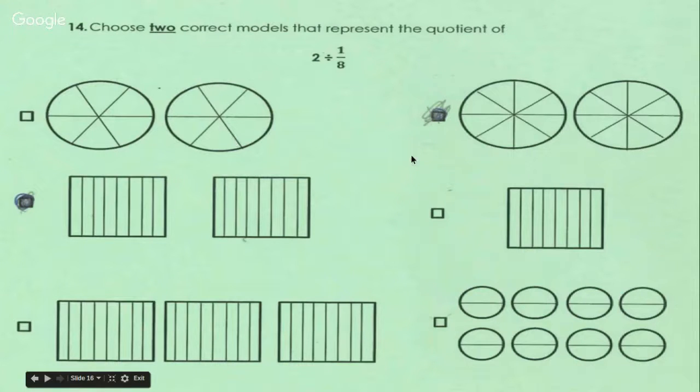The last thing you could have done to check it, although it probably would have given you a wrong answer down here, is you could have solved the problem. 2 divided by 1/8 would give you 16. There are 3 choices on here that actually have 16 total pieces. This, as we talked about before, this bottom right one also has 16 total pieces, but it has 8 wholes to cut into halves.